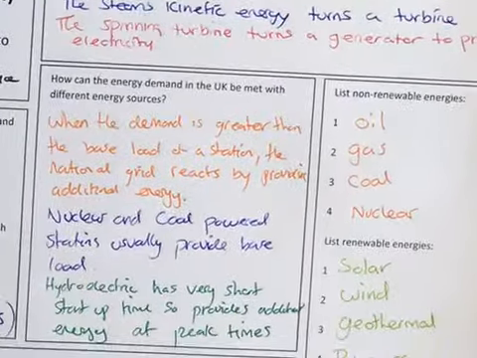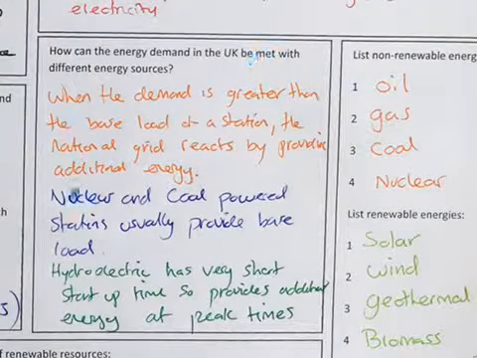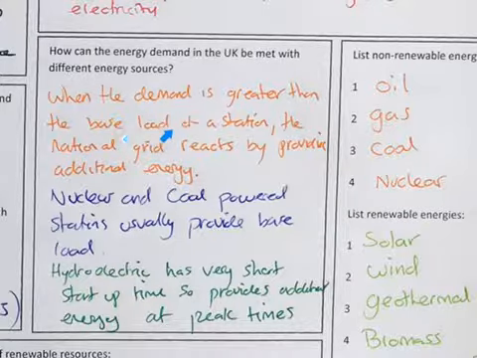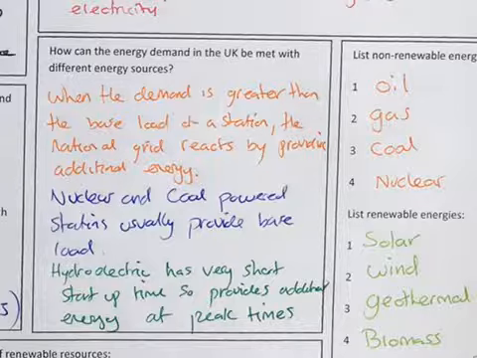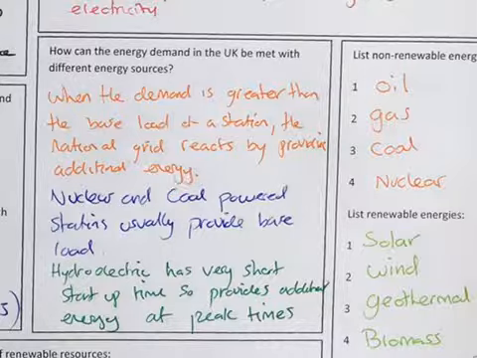How can the energy demand in the UK be met with different energy sources? Again, this is a box that I'd like to make bigger, because when the demand is greater than the base load, as we call it, that's pretty much the amount of electricity a power station can produce. So it's maxing out. When that power station is maxed out, the national grid reacts by providing additional energy, and that's why it's really advantageous to have all these power stations linked up.